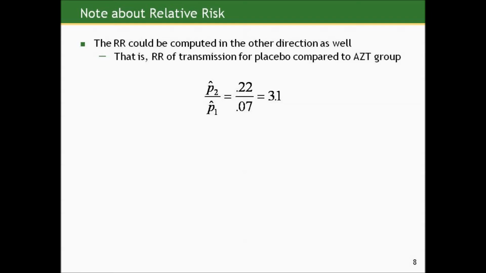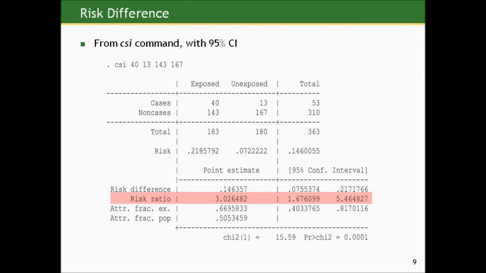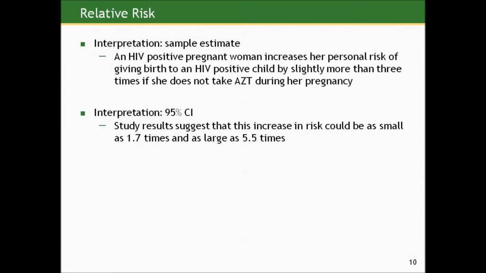If we computed the relative risk of transmission from mother to infant for placebo compared to AZT, we just invert that relative risk we got in the other direction. We take 0.22 over 0.07, get a relative risk of 3.1. And here's what we'd get if we entered the numbers in the opposite direction with the CSI command. And here are some sentences interpreting that in context.